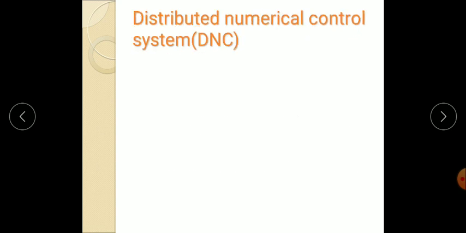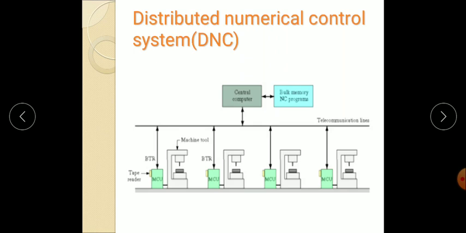Next is the distributed numerical control system, DNC. So what is this distributed numerical control system? It is defined as a system which integrates a number of machines by connecting them to the central computer by direct connections. So this is the central computer, this is the bulk memory for the NC programs, and this is the line set where different machine tools are placed in a line. The central computer controls all these machine tool operations, that is controlled centrally. That is why it is called the distributed numerical control system.